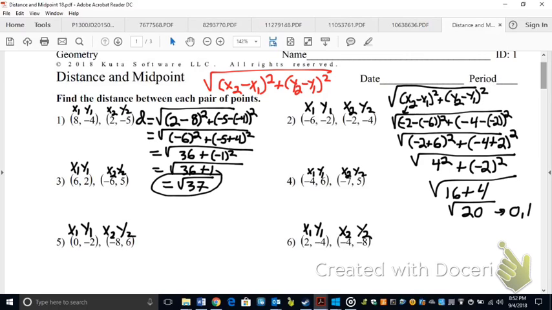Now that answer is okie dokie. If you just want to leave it like that, it's fine. But I want you guys to start thinking about the reduction of radicals. I think about the factors of 20, and I realize that 20 has factors of 4 and 5. And 4 is a perfect square. So I can break that off into the square root of 4 times the square root of 5, or 2 times the square root of 5. And so that's the distance between those two points.